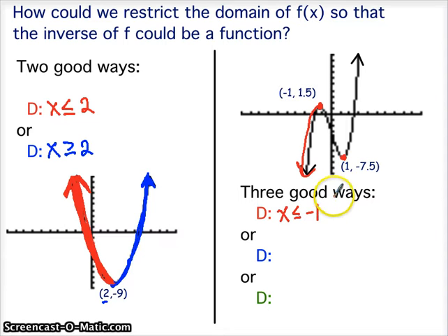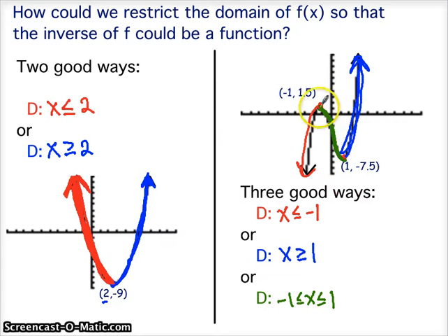I should be okay. Same thing goes in the blue. If I only traveled to the right of this portion, what if x was only greater than or equal to 1? I should be okay. And finally, I could even do just this little curve in the middle. What if I let x exist between -1 and 1? As long as it only exists on that green line, a horizontal line will only ever pass it once. That works. All of those would be good ways to restrict the domain to create an inverse function.